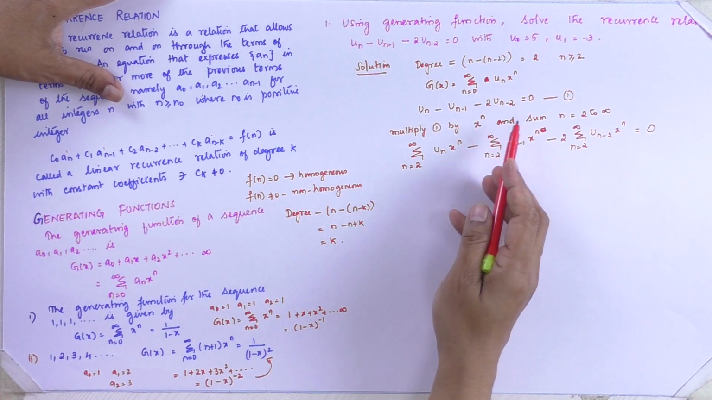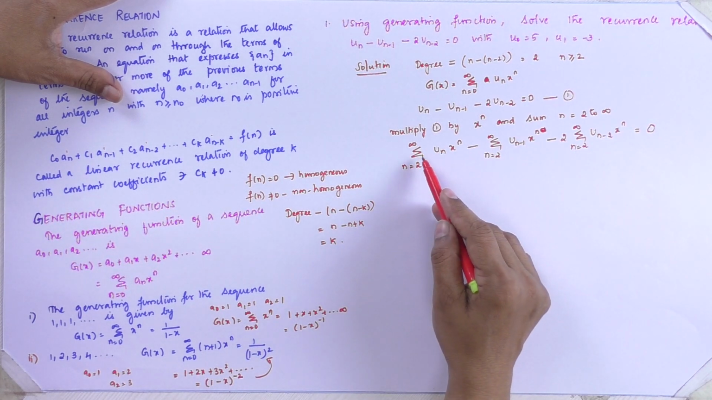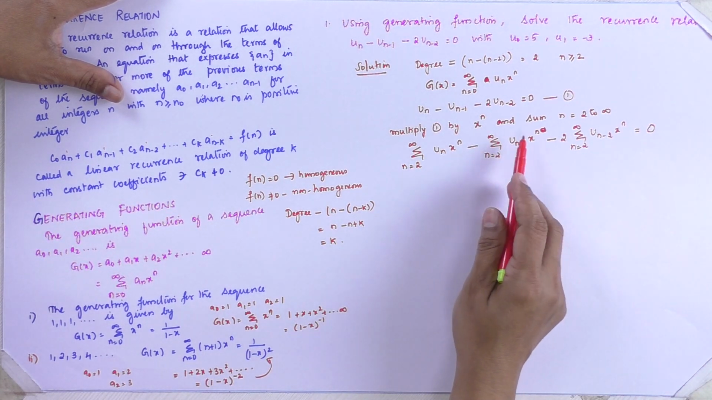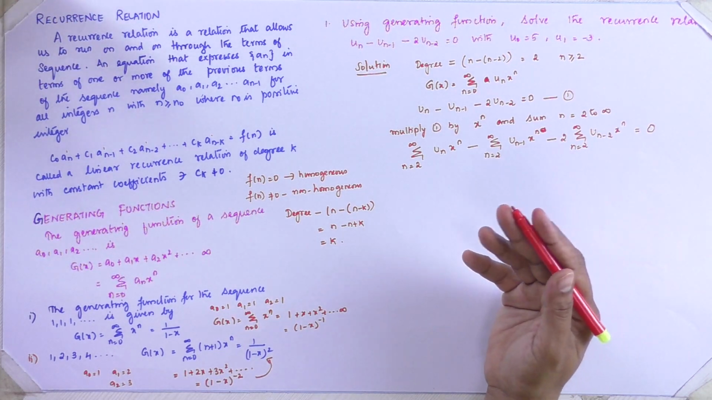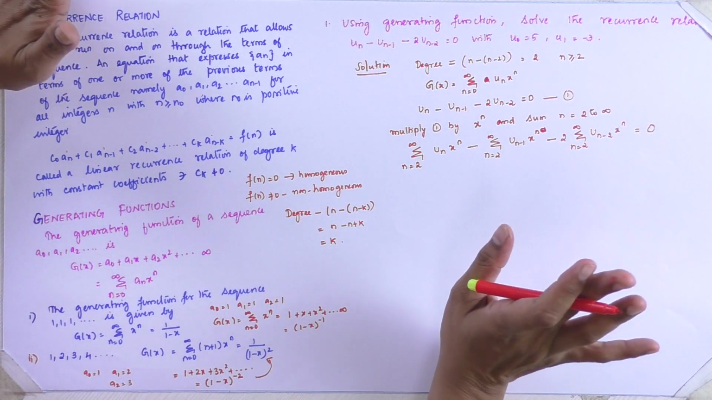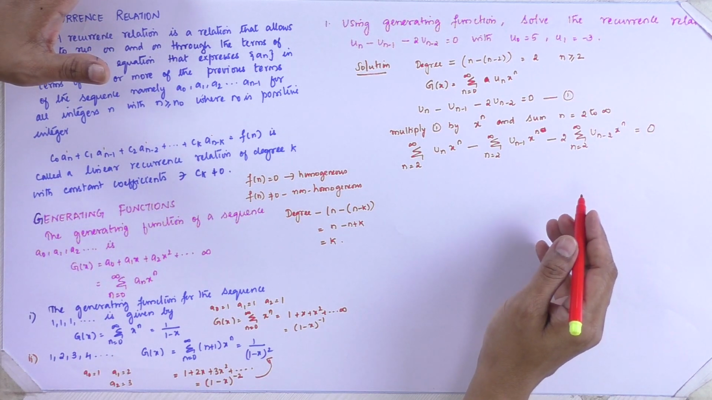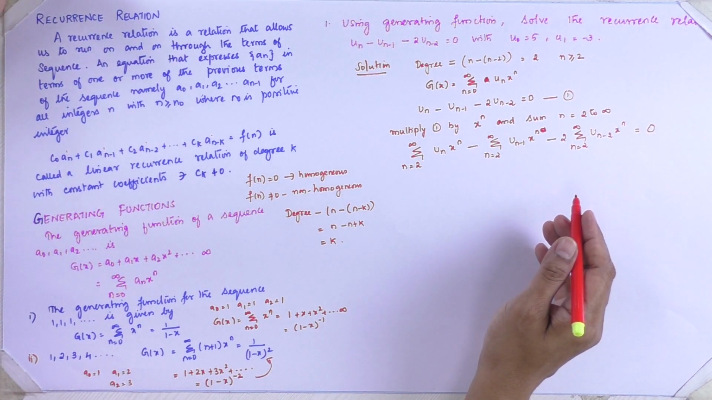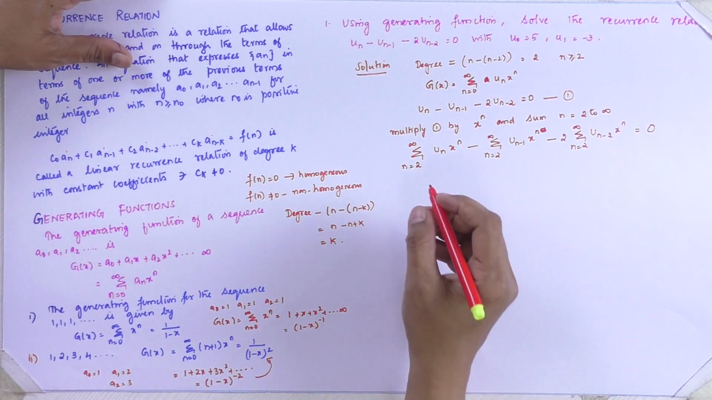See here, for each and every term I have multiplied it by x power n and then I have summed it from n is equal to 2 to infinity. You may ask me, why should we sum it up? Why should we multiply? Because we are making use of the generating function, and the generating function is of the form summation a_n x power n. That is why we are appropriately multiplying by the power of x and then suitably summing it up from n is equal to 2 to infinity here.